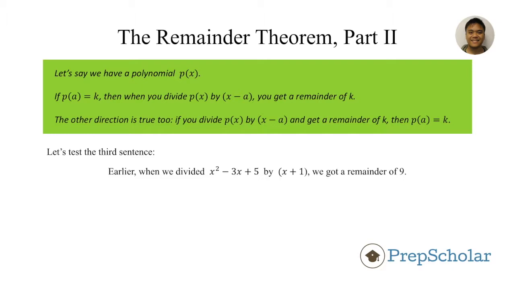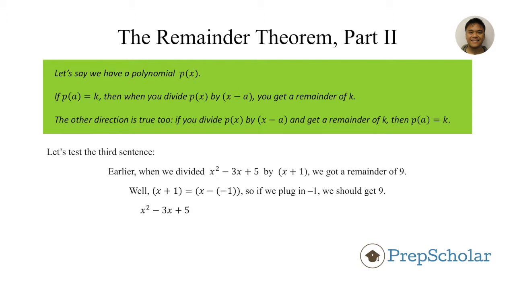Earlier, when we were doing some long division, we learned that x squared minus 3x plus 5 divided by x plus 1 gave us a remainder of 9. Well, x plus 1 is equal to x minus negative 1. So if we plug in negative 1 into x squared minus 3x plus 5, we should get 9 if the remainder theorem is true.